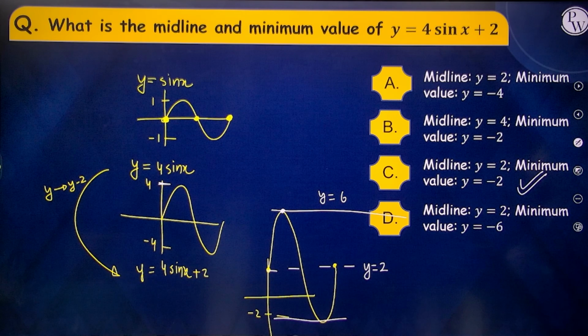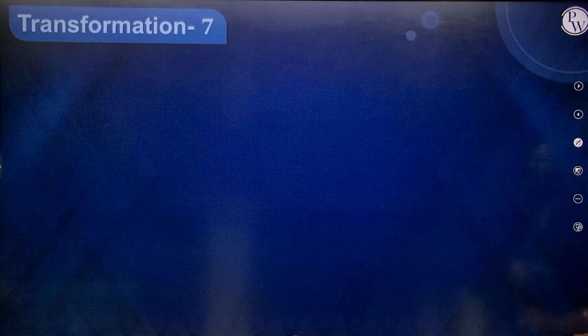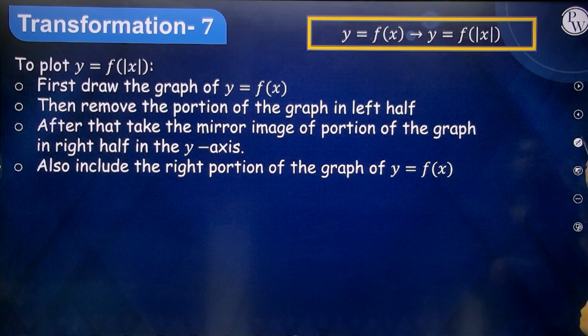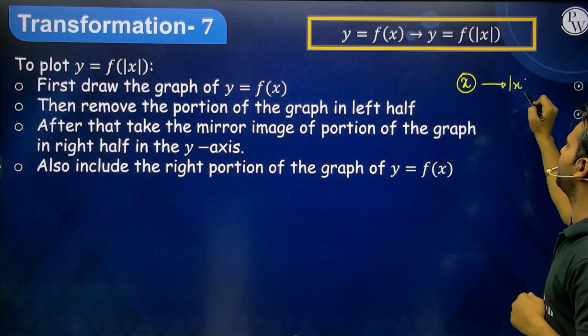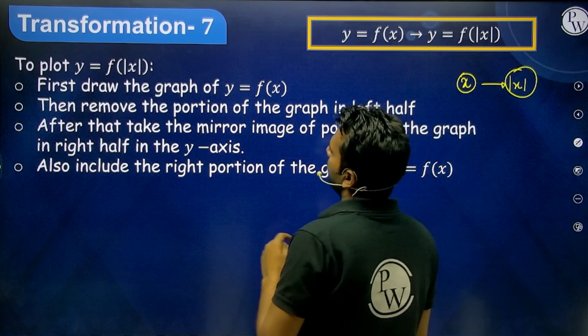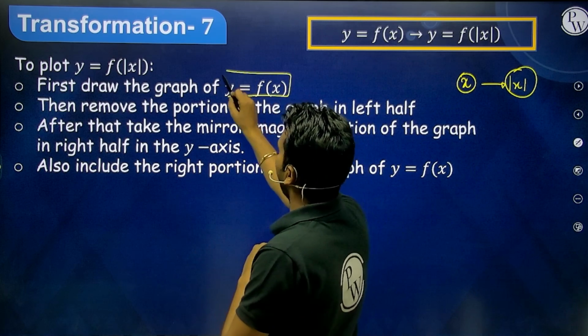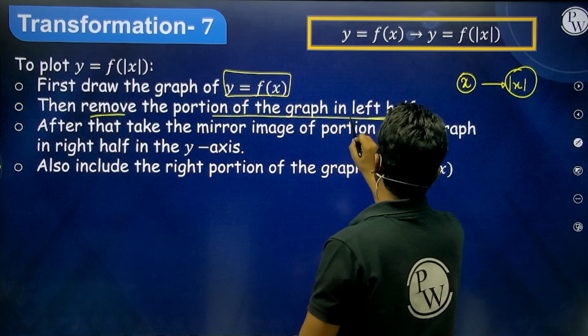I hope you guys are clear with these graphs. Okay, so this is how the graph will be looking like. Moving ahead, transformation 7: if x has been replaced by mod x, you don't need to worry. There is a simple rule. First, draw the graph of this, and in this graph, remove the portion of the graph in the left half.